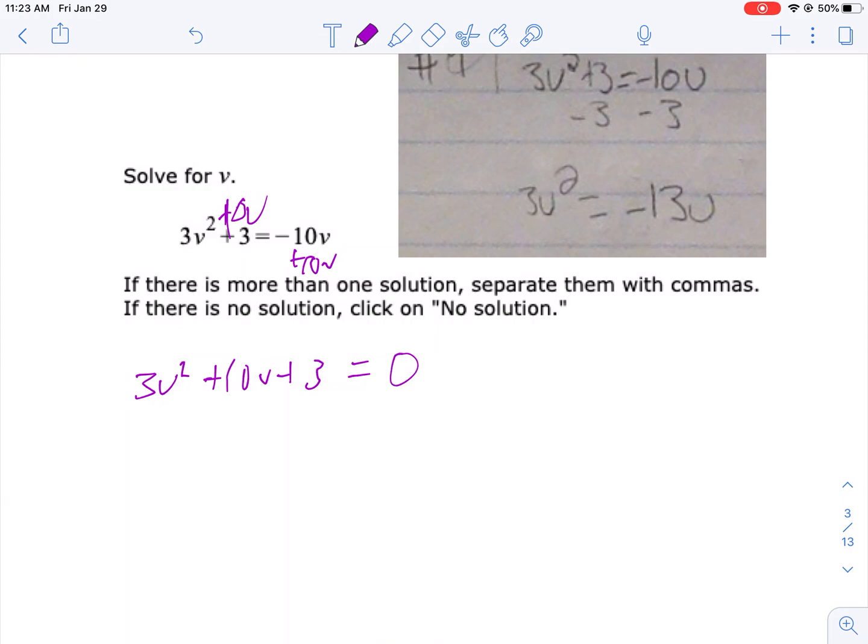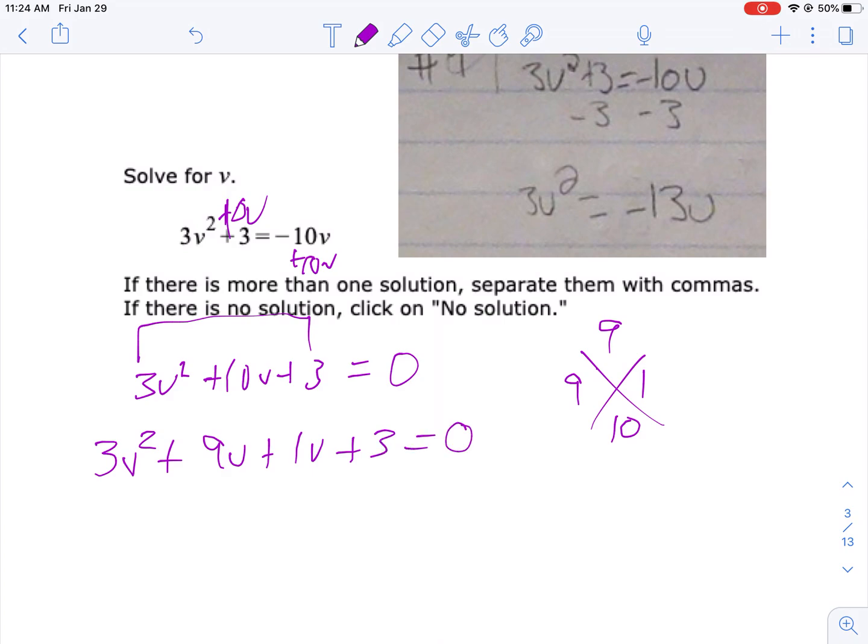Now I'm going to solve this either by completing the square or factoring it. Like I said in the last problem, I always try to factor first. If I can't factor, then I'll complete the square. So, just like we did in chapter 8, when I factor a quadratic with a leading coefficient, I multiply the leading coefficient by the constant. 3 times 3 is 9. I want to find two numbers that multiply to 9, but add to 10. Well, that would be 9 and 1, because 9 times 1 is 9, 9 plus 1 is 10. Instead of writing 10v, I'm going to write 9v and 1v.